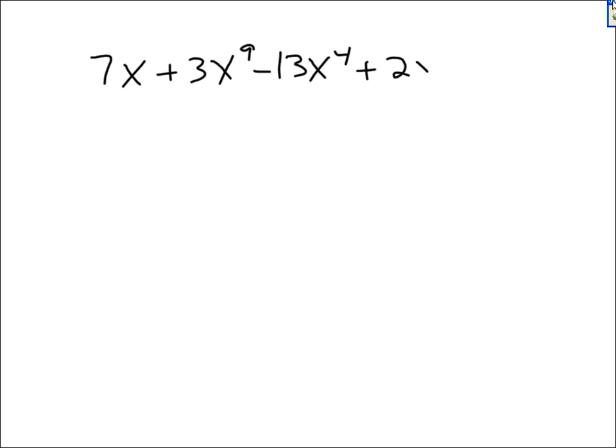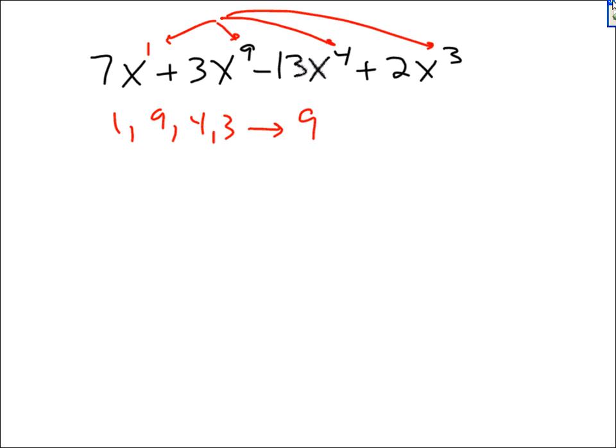Now, we want to be able to write the polynomial in descending order of the exponents. That is, the largest exponent first, the next largest exponent second, etc. So you have 7x plus 3x to the 9th minus 13x to the 4th plus 2x cubed. Well, first thing, you have to arrange the powers in order. First, you have to be able to see the powers. There's a 1 here. Between the order of those numbers, 1, 9, 4, and 3, the largest one is 9.